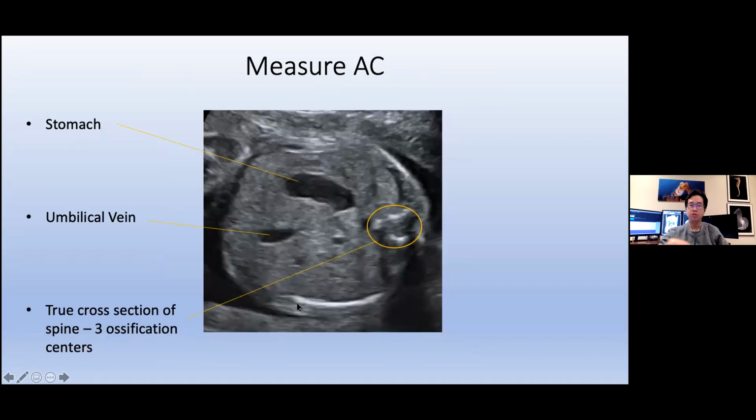Okay, so from this plane, you can measure the abdominal circumference. It's important that when you do this, you have a true cross-section transverse image of the fetus and not oblique or angled. So one way to look at that is that the ribs are equivalent in size on each side. You see 3 separate ossification centers in the spine, and your umbilical vein and your stomach are in the same plane. Okay, and when you do this, you go typically from the outside to the outside and get that abdominal circumference measurement.